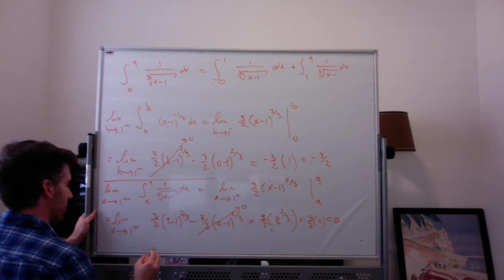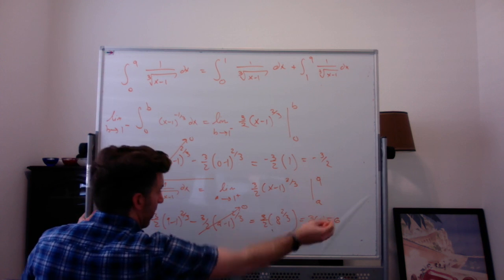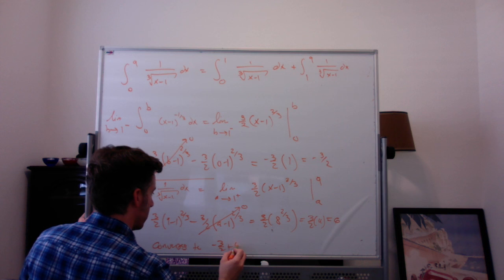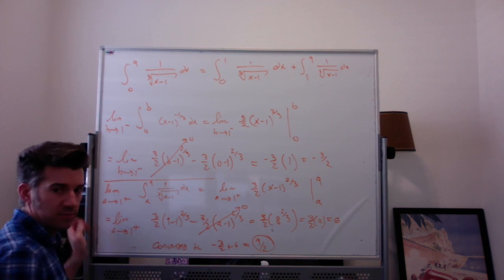So my final answer is that it converges to negative 3 halves plus 6, which is negative 3 halves plus 12 halves, which is positive 9 halves. Fun times.